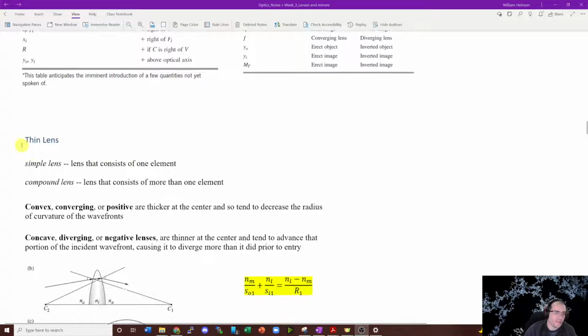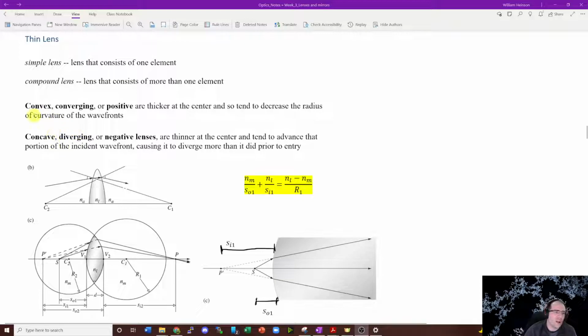So thin lens. That's what we use in the lab, are thin lenses. They consist of one element, or you can have compound lenses that consist of more than one element. So you could have a simple lens, or you could bring a bunch of them together into just a single object, like a black box of lenses, and that'd be a compound lens.